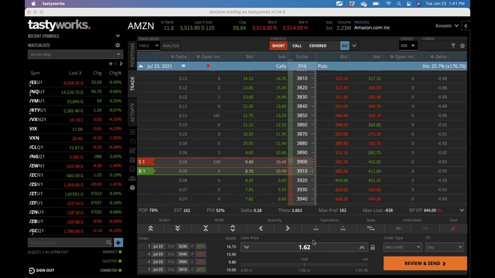I still see 167. I still think this is a very good trade at this price. You could put it in a little higher and see if you can get the 167, but this 162 meets the criteria as well, as you can see on the buying power.